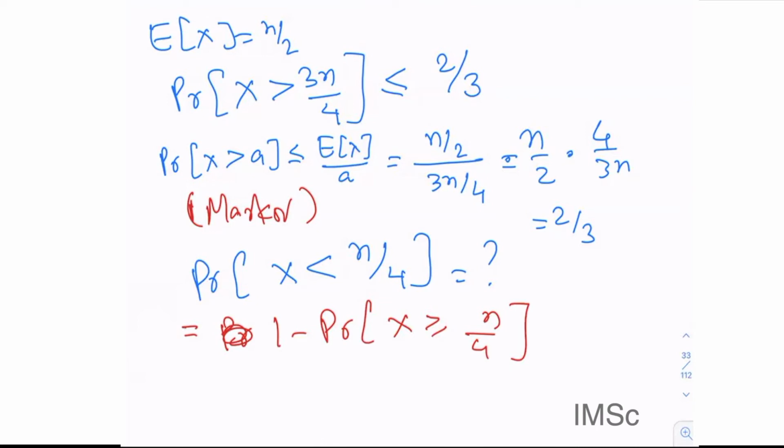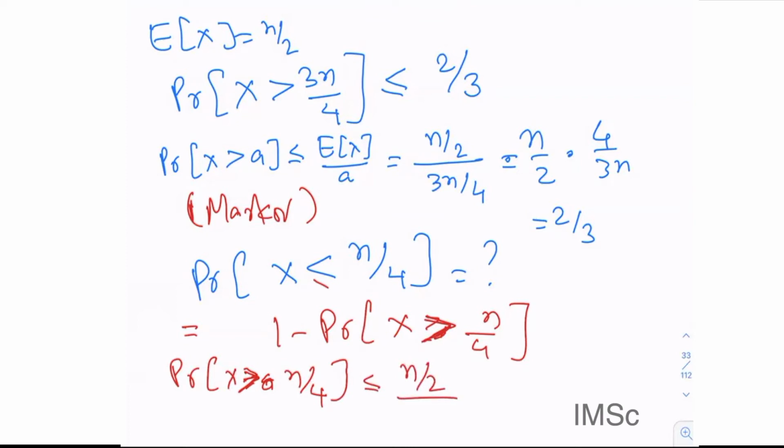Will we get something useful? The probability X is greater than or equal to A, or maybe I say strictly greater than n by 4, right? If I apply the same Markov inequality, what am I going to get? Am I going to get anything useful at all? n by 2 divided by n by 4, that is 2. I think it's completely useless information. Do you agree to that?